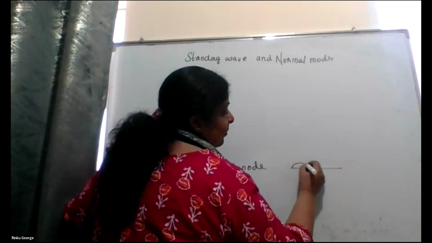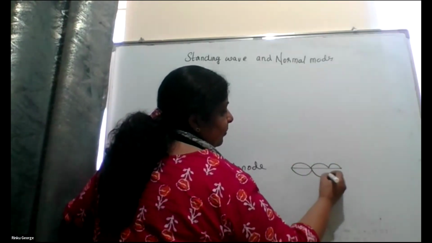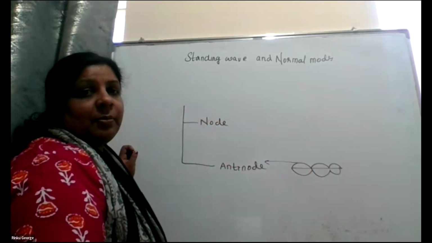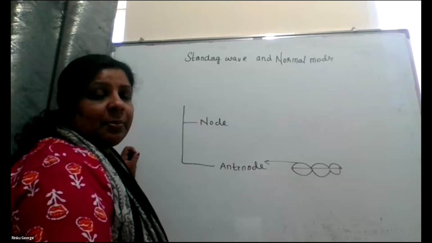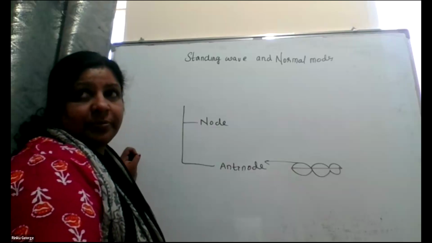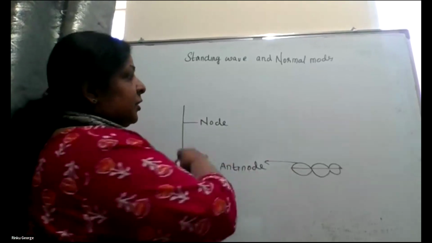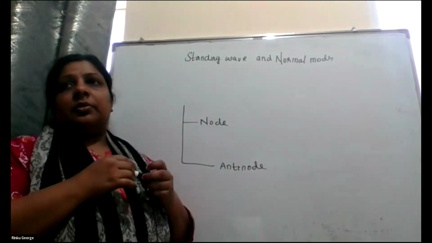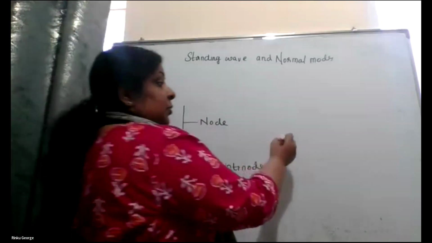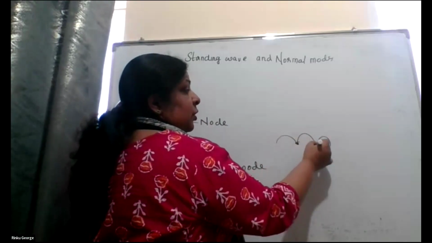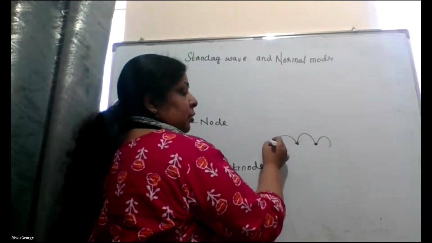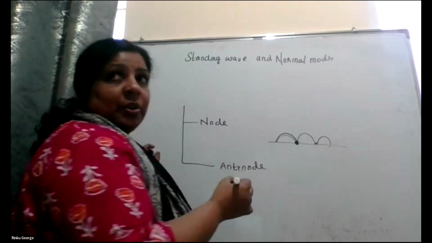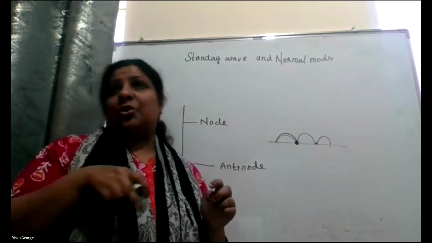Okay, so if this is a wave, these maximum points we call antinodes. The points at which the amplitude is 0 are nodes, and the points at which the amplitude is maximum are antinodes. So just write two definitions, node and antinode. Amplitude 0 means the line in between the waves, the points at which the amplitude of the wave becomes 0.